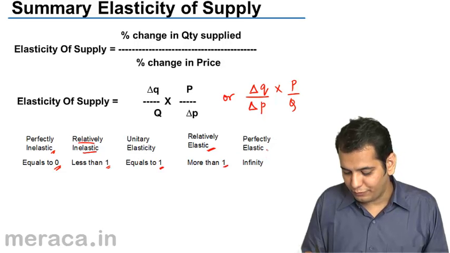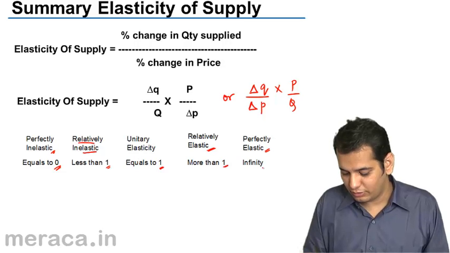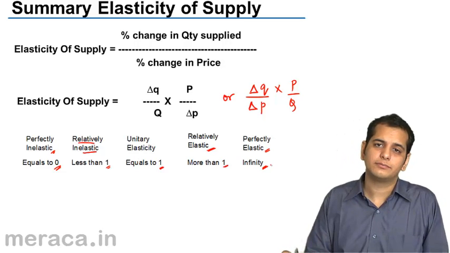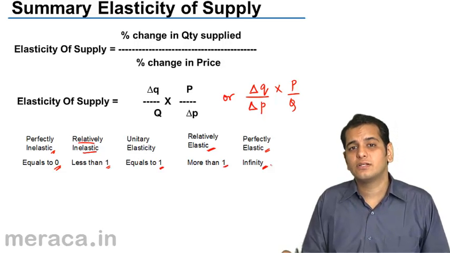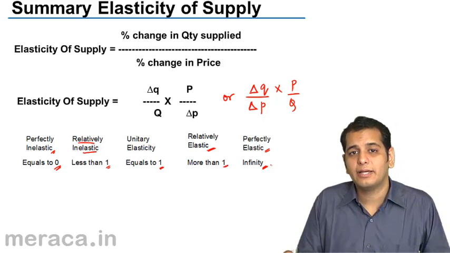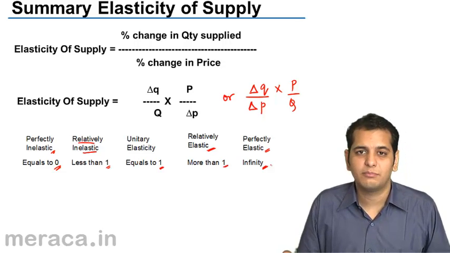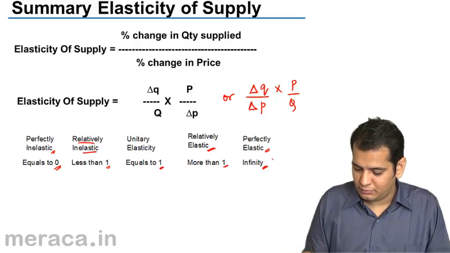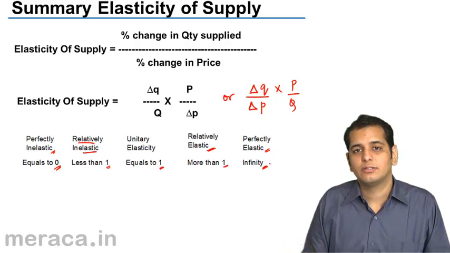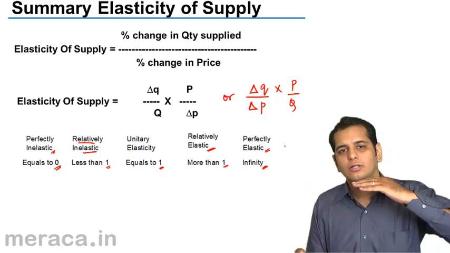And in case of perfectly elastic supply, the answer is always infinity. Because here the price does not change, but the supply keeps on changing. No change in price brings about an infinite change in supply. And in this case, the supply curve is parallel to x-axis.